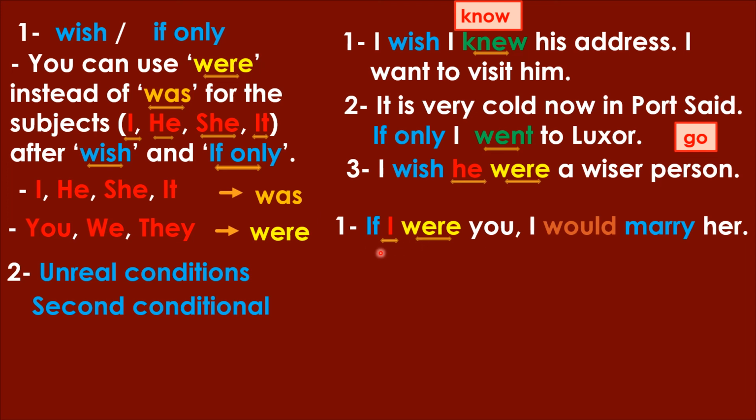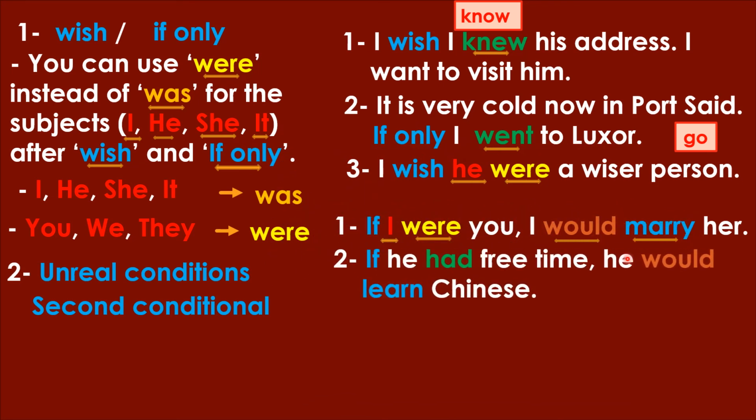And this is actually the if clause. This is of course the sentence: if I were you, I would marry her. This is the main clause, and in the second conditional it consists of would and the infinitive.